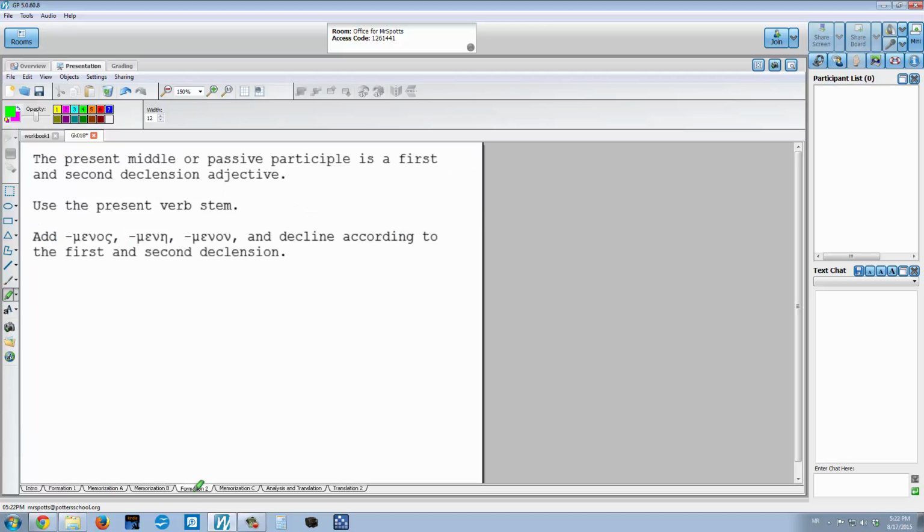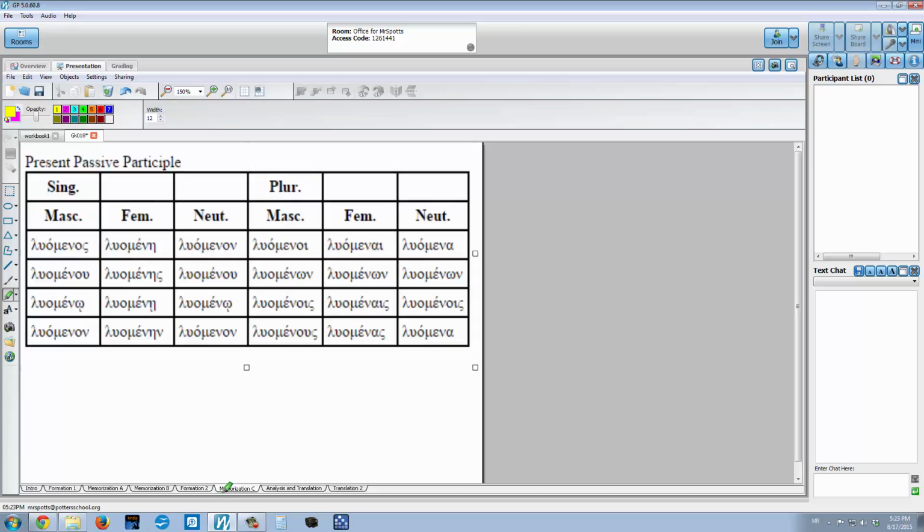Now, that's just the active. Let's look at the middle or passive participle. This is going to be a little bit easier, or rather it will look more familiar to you, because it is a first and second declension adjective. It uses the present verb stem, and then it adds -men, M-E-N. And then look at this, -os, -a, -on. Those are first and second declension adjective endings, and they won't cause any problem whatsoever. So you see what happens: luamenos, luamene, luamenon. Oh, look, those are first and second declension. The formation will not cause you any problem.